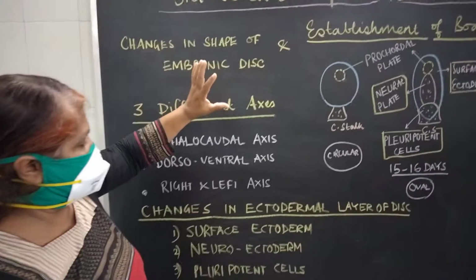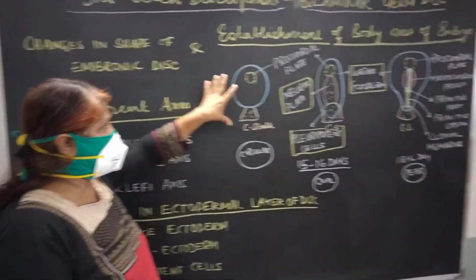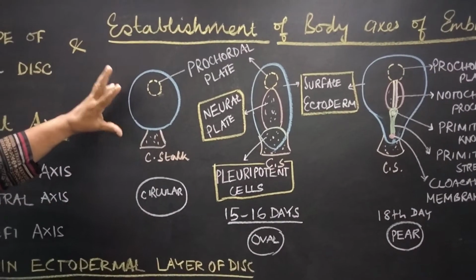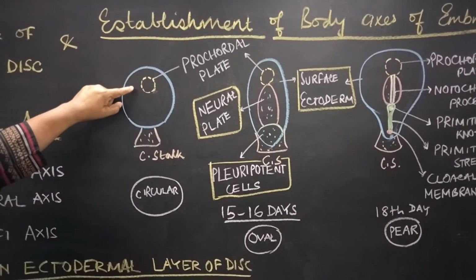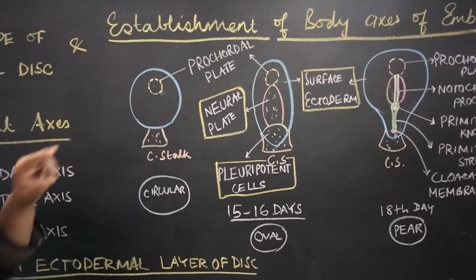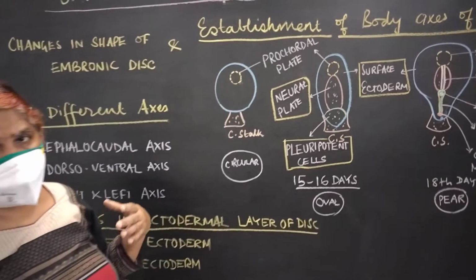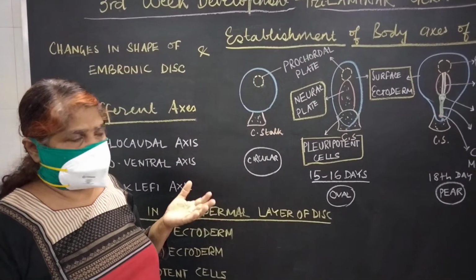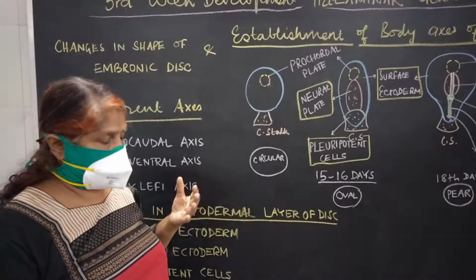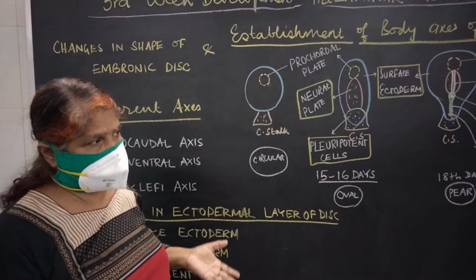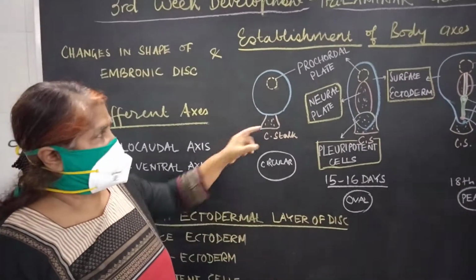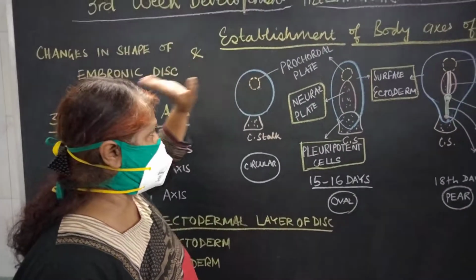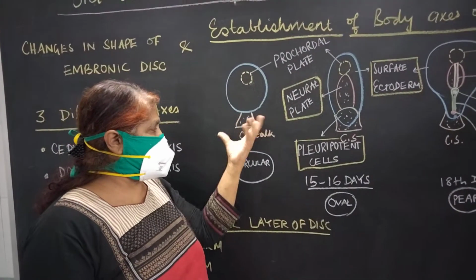Now what are these changes that are occurring? First, the shape of the embryonic disc becomes circular in shape. This is a circular shape with the appearance of the procaudal plate. I already told you what a procaudal plate is. Suddenly the cell of the epiblastic cell, that is a cuboidal cell, becomes columnar, and that will give rise to the formation of the plate. This is called procaudal plate. That event occurs first in the endodermal cell. This is circular in shape.